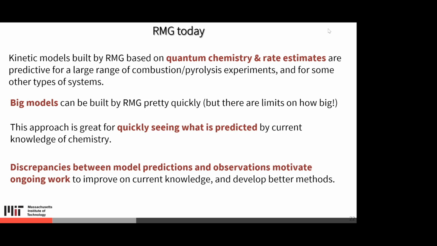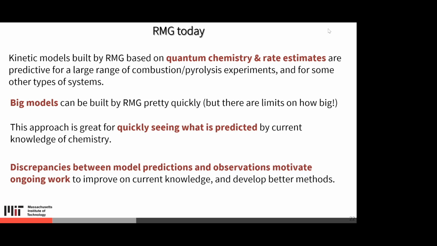Sometimes it works for other types of systems, sometimes it doesn't. It's more of an exploratory thing. RMG can build quite big models by human standards, but it's not hard to find systems where you need even more reactions than RMG can handle. So it's not like a guaranteed panacea.